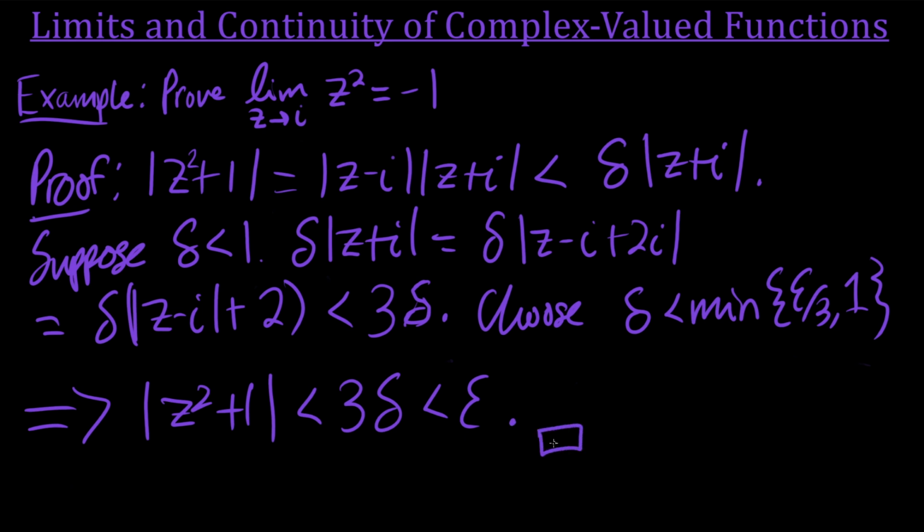We've just found a delta for every epsilon such that the modulus of z minus i being between 0 and delta implies that the modulus of z squared plus 1 must be less than epsilon. And so we've proven that the limit of z squared as z approaches i equals -1.